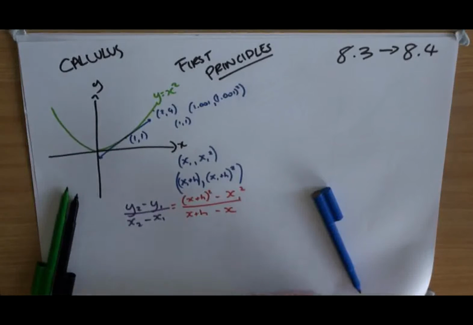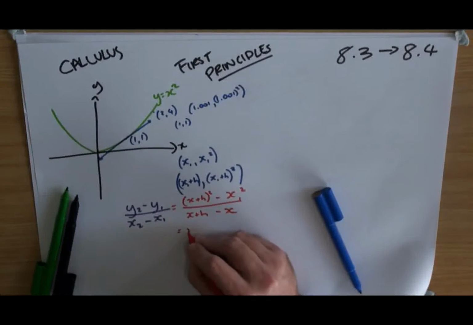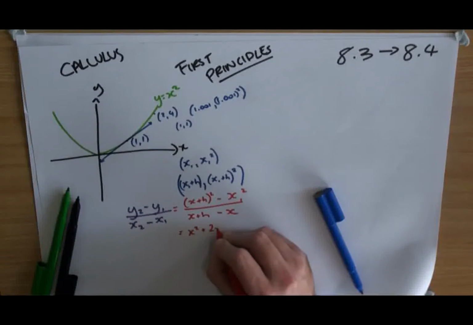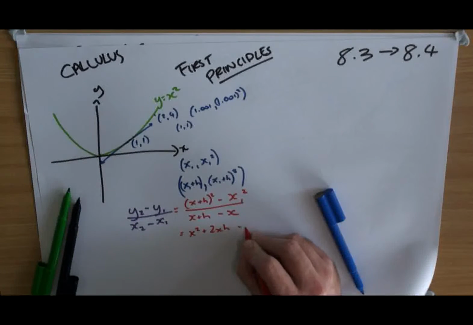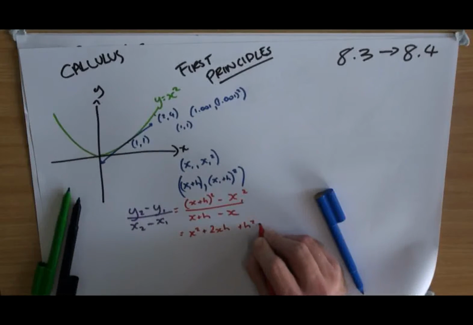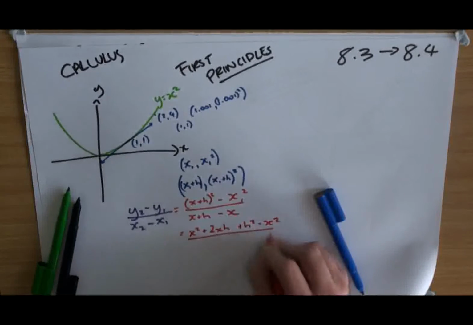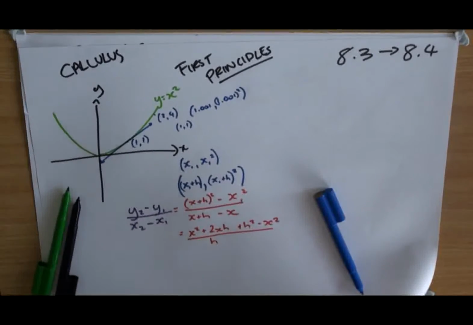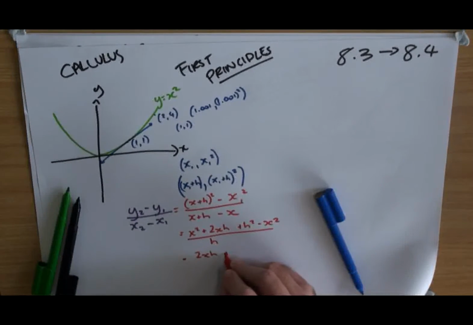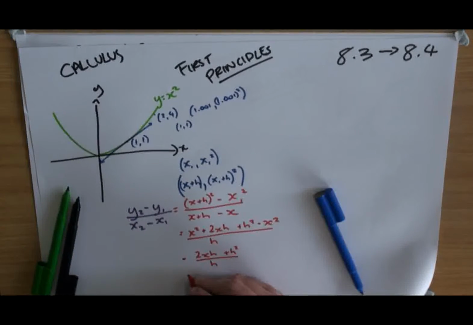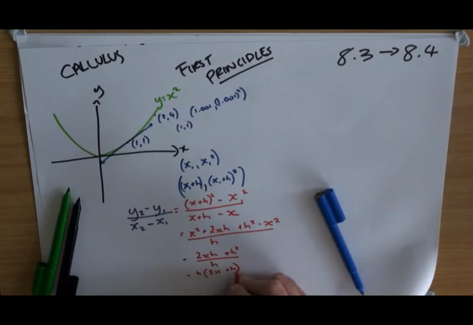Doesn't really matter. If I expand this out, x squared plus 2xh plus h squared minus x squared. These x cancel out, so on the bottom I just get an h. And that's going to equal, because those two x squareds cancel out, 2xh plus h squared over h. And that's going to equal h outside of 2x plus h over h.